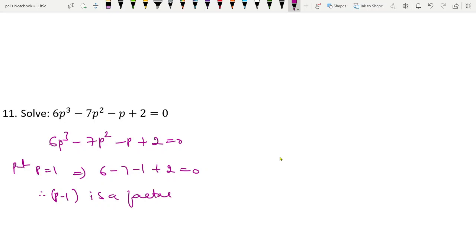Okay, so to find the remaining values, use the synthetic division. I think you know that synthetic division.